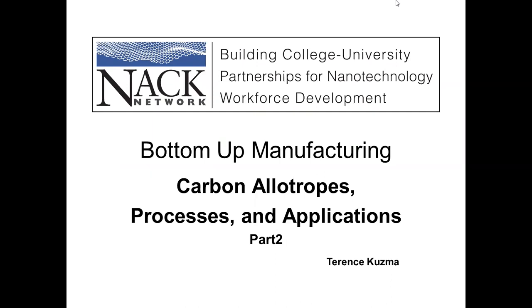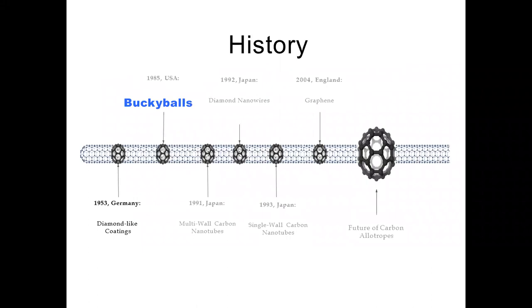We're taking a look at lectures in bottom-up manufacturing, and what we're going to look at today is carbon allotropes, processes, and applications, and this is part 2 in our series. In our history, previously we looked at an overview of carbon, and then initially we took a brief overview of diamond-like coatings.